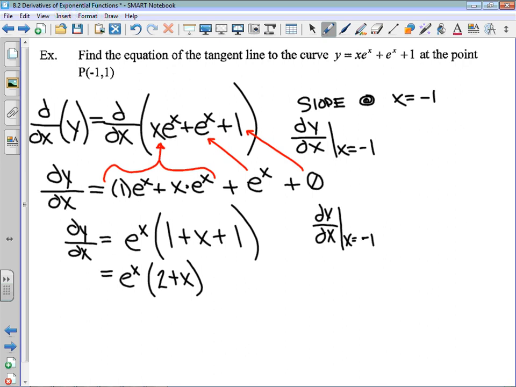So when I put negative 1 in for x, we'll do it right this time, I promise. I get e to the power of negative 1 times 2 plus negative 1, which is e to the negative 1 times 1, which is 1 over e. Now, we have our slope.